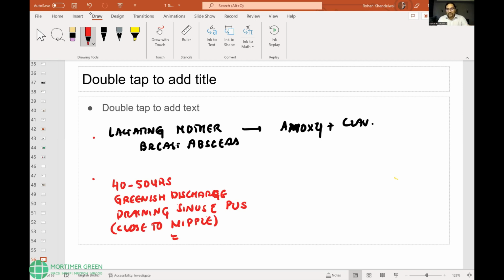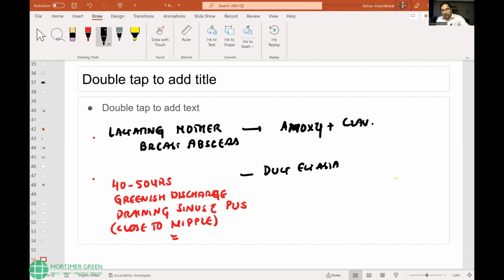What antibiotic will you give in this, and what is the condition which I'm talking about? I'm sure all of you know about the condition. I want to know about the antibiotic which will be given in this patient. What is the condition we are dealing with? No, this is not granulomatous mastitis. For granulomatous mastitis, they will mention that it is granulomatous mastitis. This is classical 40 to 50 years greenish discharge. We discussed that this is classical of duct ectasia with periductal mastitis. That is absolutely correct. This is duct ectasia with periductal mastitis.